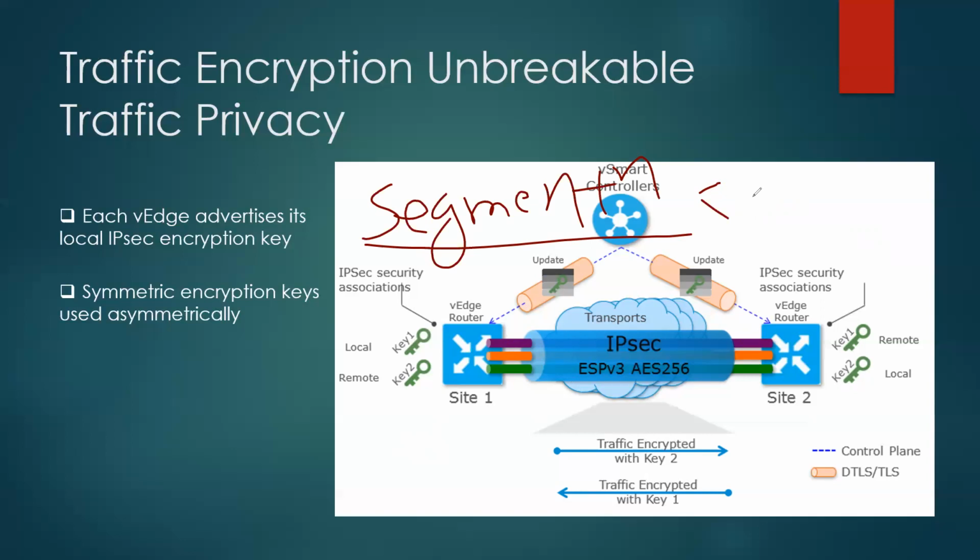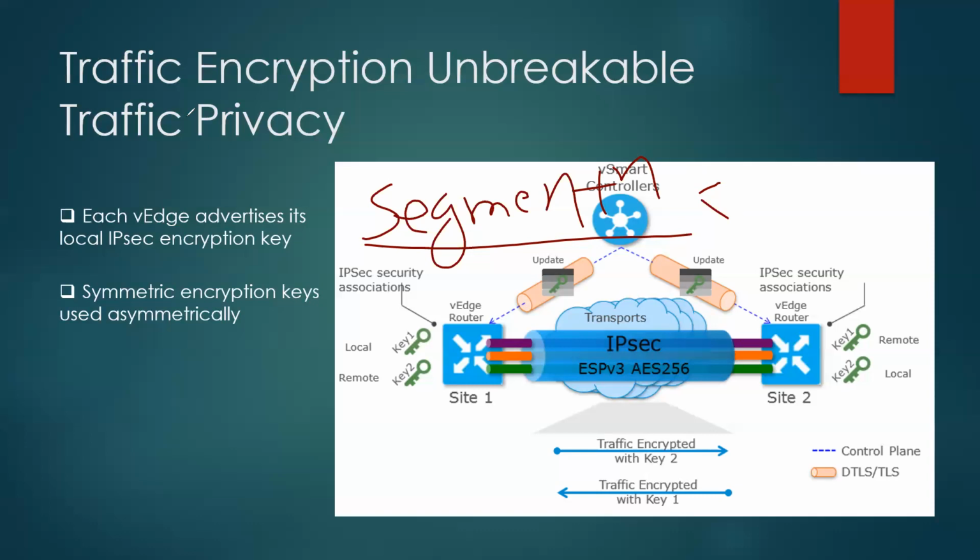I have two, three questions here. What type of connection are we forming between the vBond and the vSmart, and from the vSmart to the vManage? And second question: how is the LAN traffic going to map over this VPN 0?